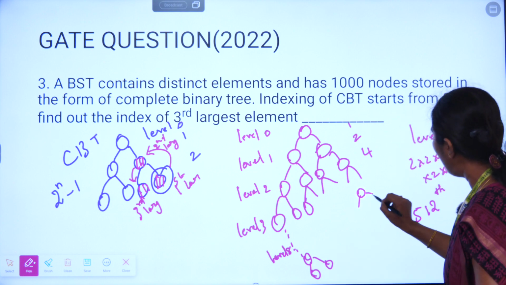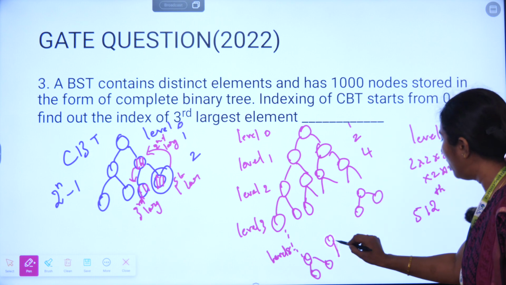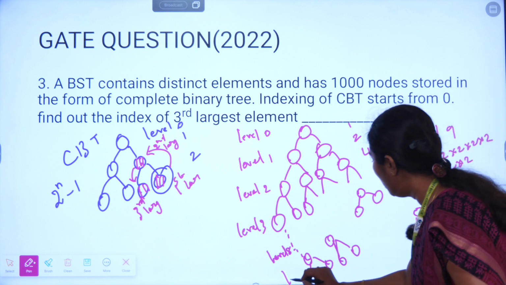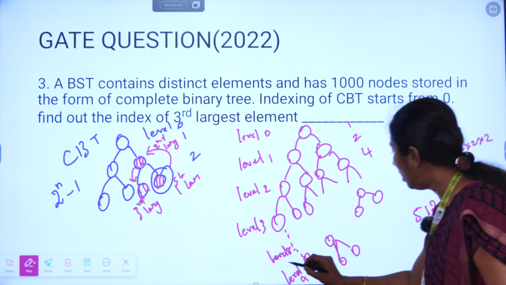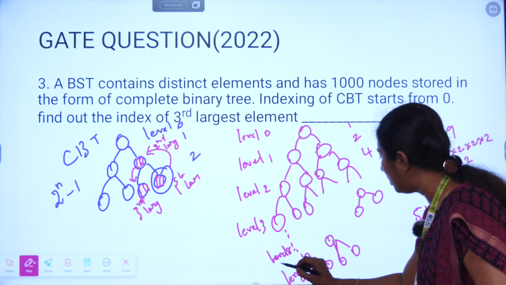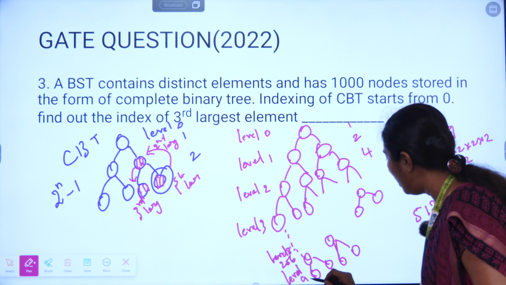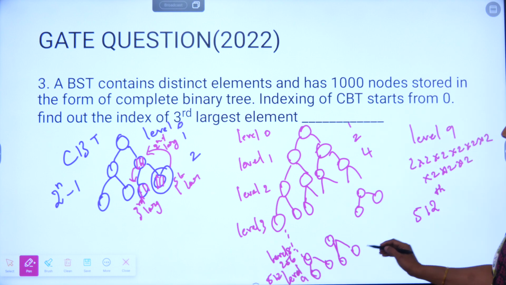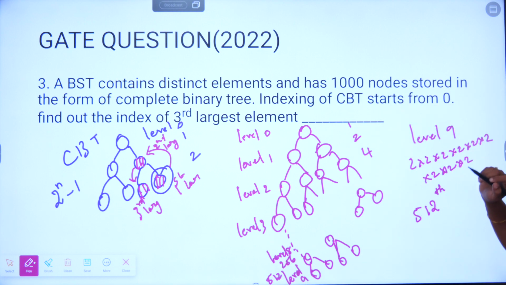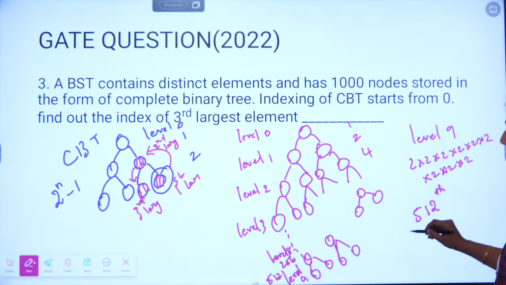So in level 8 this would be the last node. Likewise it will go on over here in level 9. Here the index position starts from 256 in level 8, whereas in level 9 it starts from 512. The nodes we are going to consider over here is 1000. So we are not going to consider level 9 to find the third largest element.